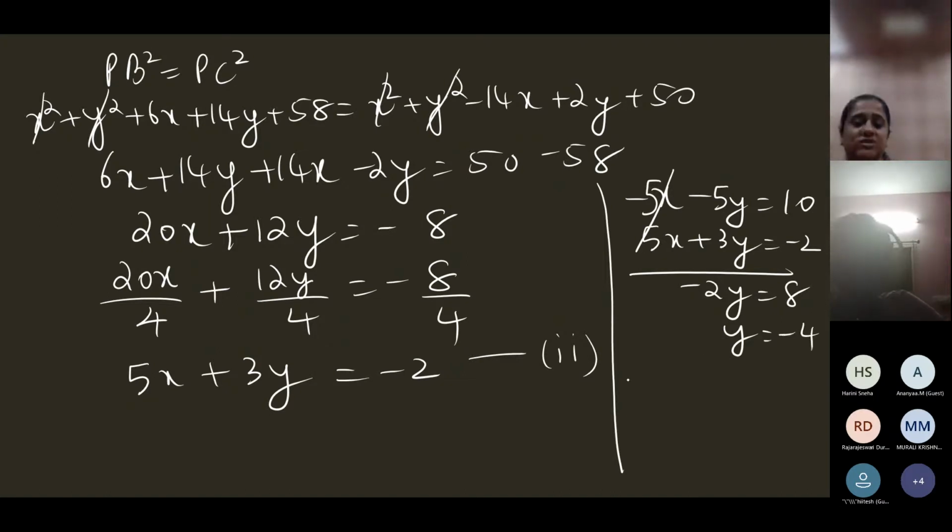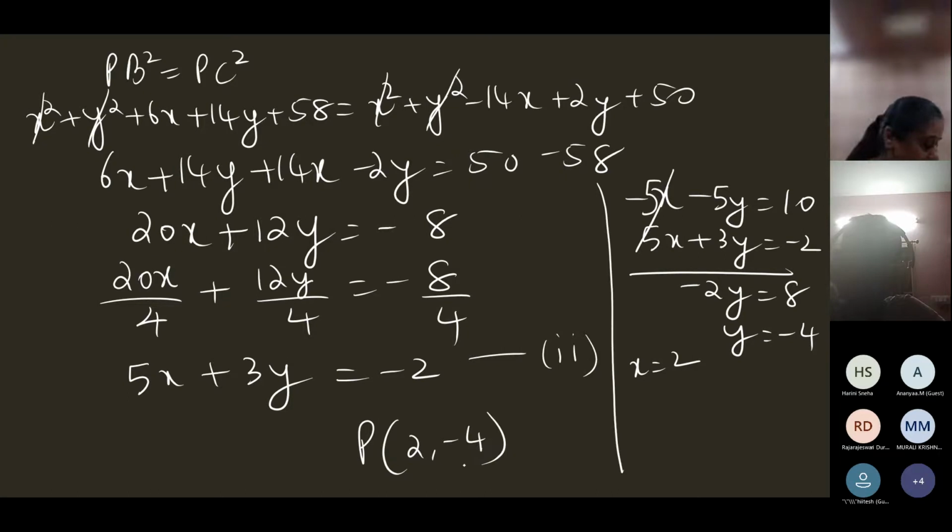Now substitute y equals minus 4 here: minus 12, this side plus 12, or 10x is equal to 20, so on substituting, you'll get x is equal to 2. So the coordinates of P are 2 comma minus 4. Yes, I'm right.